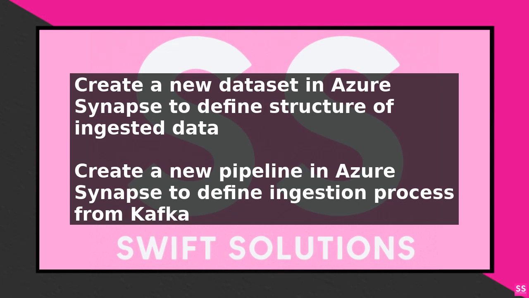In the pipeline, add a Kafka source activity to read data from the Kafka topics. Configure the Kafka source activity to specify the topic name, consumer group, and other settings as needed.